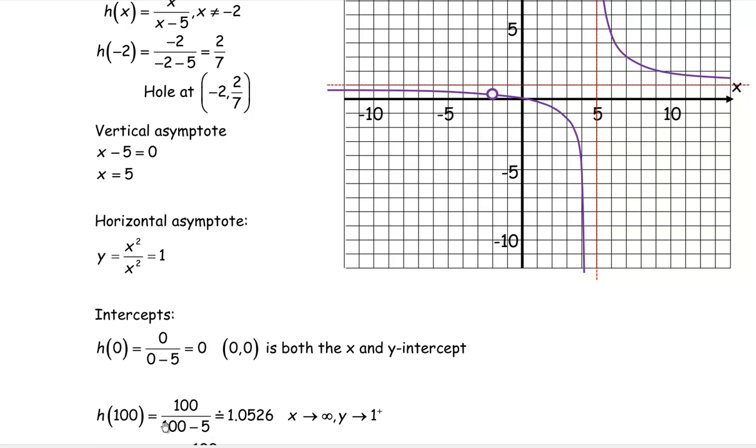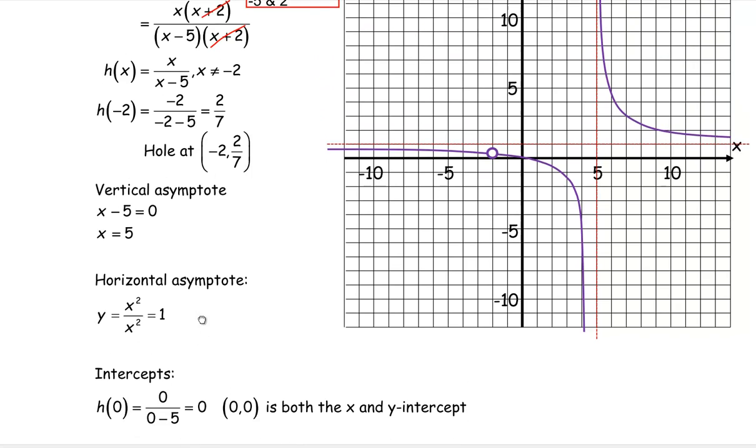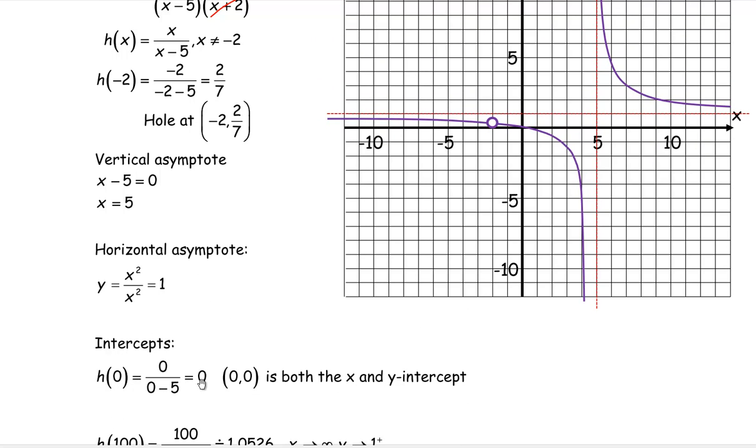For the intercepts, we set 0 in place of x, and so 0 over, remember this is a function, 0 over 0 minus 5 works out to 0. So if I put 0 in place of x, I get 0. So (0, 0) is actually both the x and the y-intercept. I didn't put a dot there, but you can see it goes to the origin.